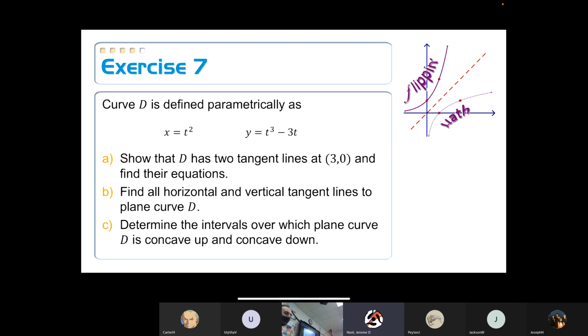Okay. So our curve C is defined parametrically as x equals t squared, y is equal to t cubed minus 3t, and this is set up to be an FRQ. We want to show that it has two tangent lines at (3, 0), two tangent lines at one point. Parametric is 11 to 12%.